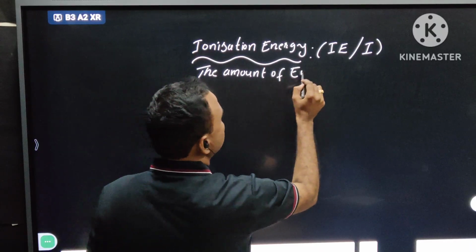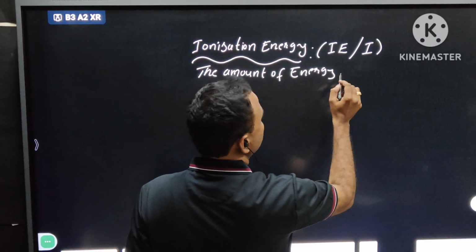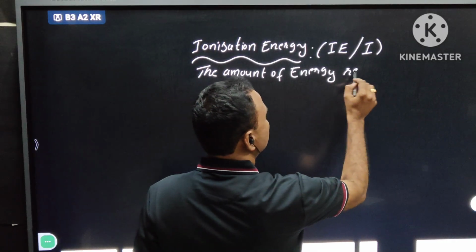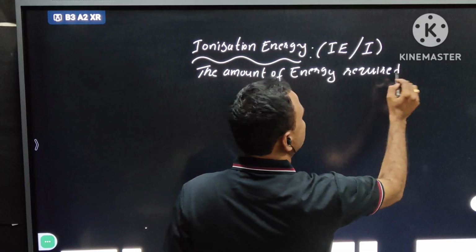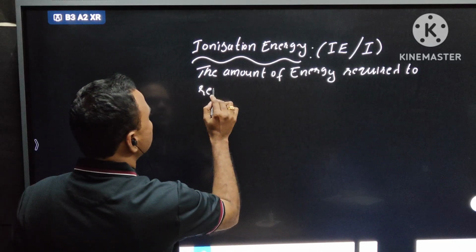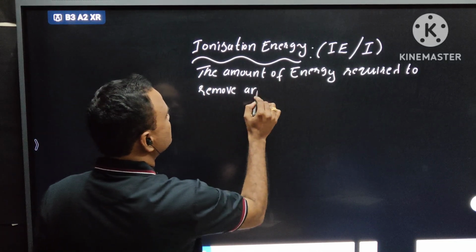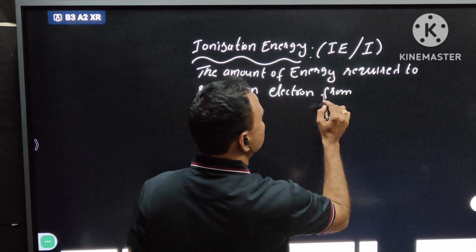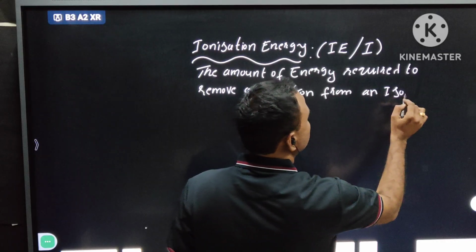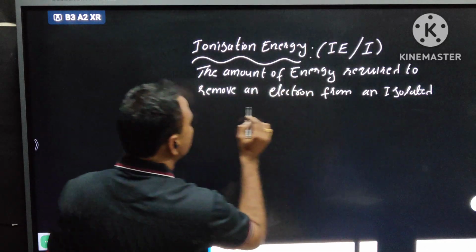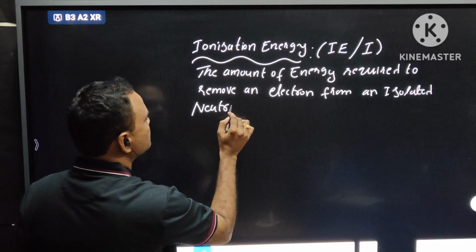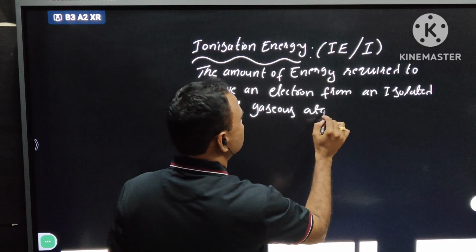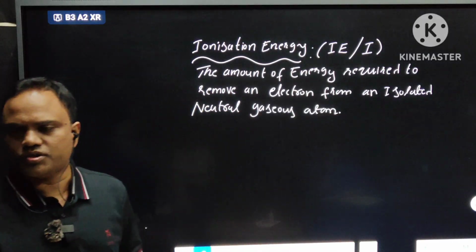The amount of energy required to remove an electron from an isolated neutral gaseous atom is called ionization energy.